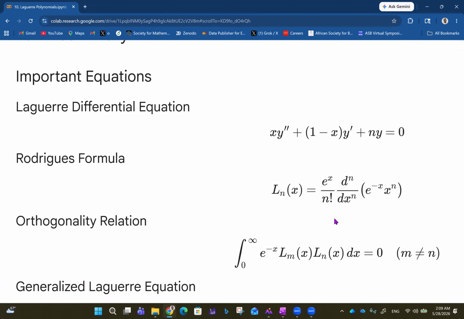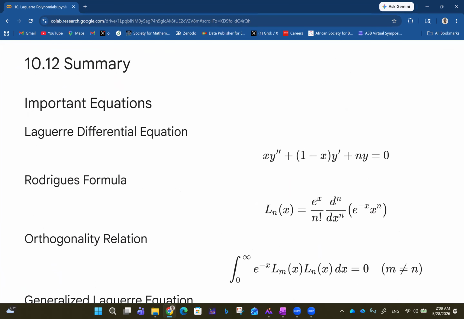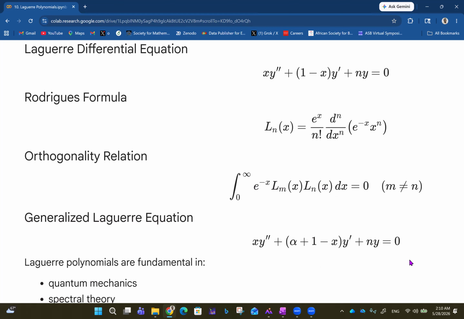In summary, we have some important equations. The Laguerre differential equation is x y double prime plus (1 minus x) y prime plus n y equals 0. Then we have the Rodrigues formula, which is L sub n of x equals e raised to x over n factorial, d^n/dx^n of e raised to minus x times x to the power n. And then the orthogonality relation: the integral from 0 to infinity of e raised to minus x, L sub m of x, L sub n of x dx equals 0, for m not equal to n.